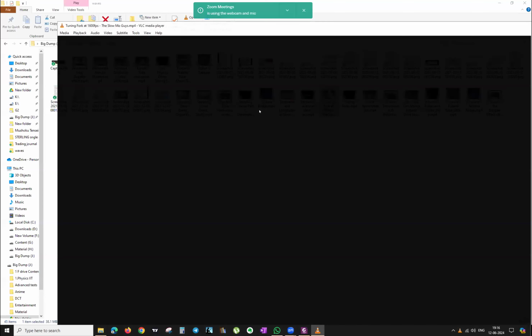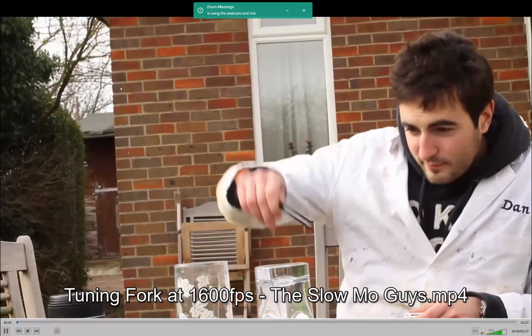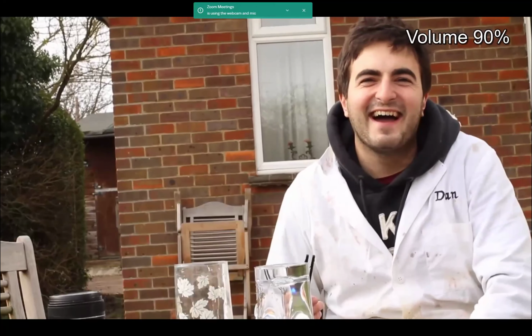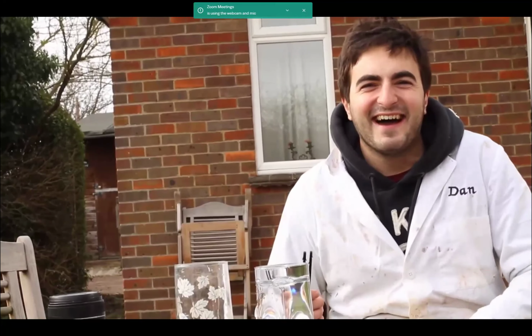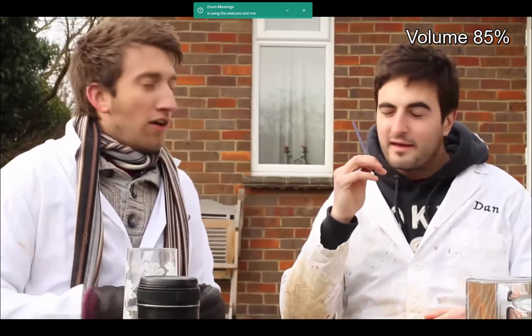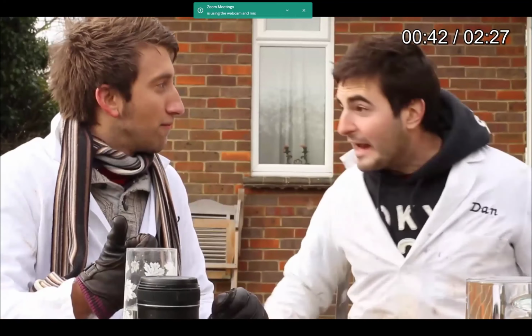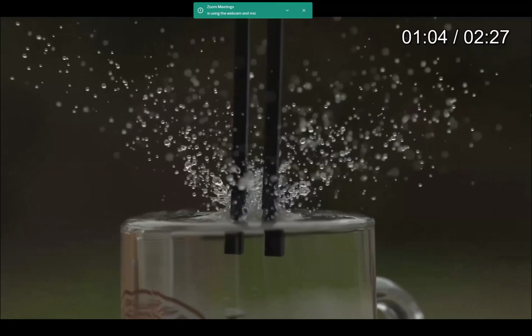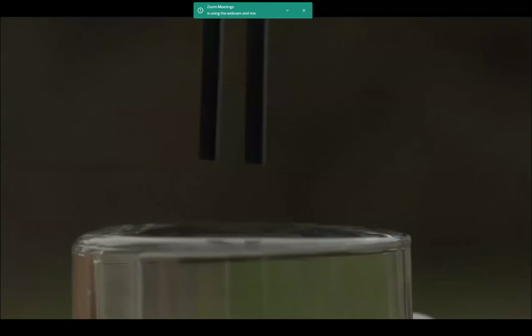This is how it would look. Oh! These are the slow-mo guys. I was filming that. Sounds like it, definitely. So I've heard that tuning fork. That is the 1600 Hz tuning fork. Really awesome. They're going to hit it and put it in water. Can you see how the prongs are oscillating?